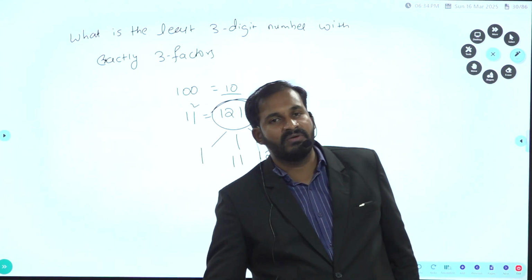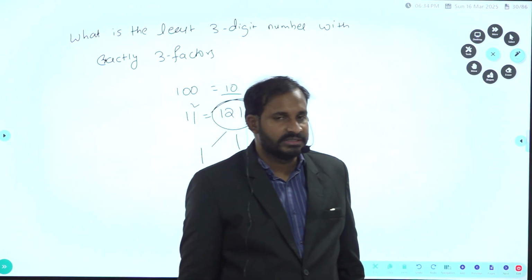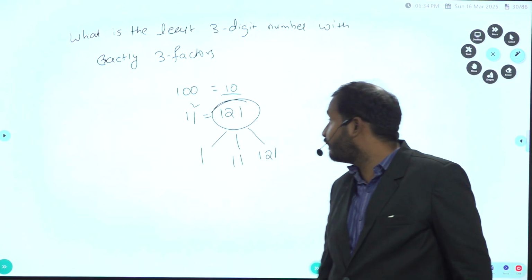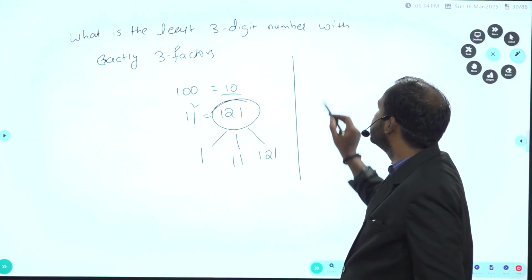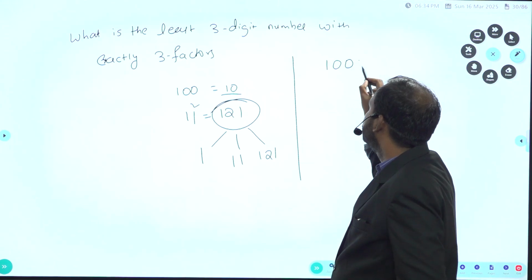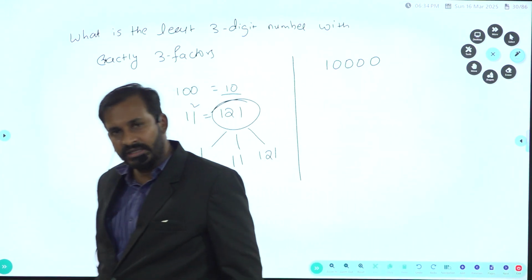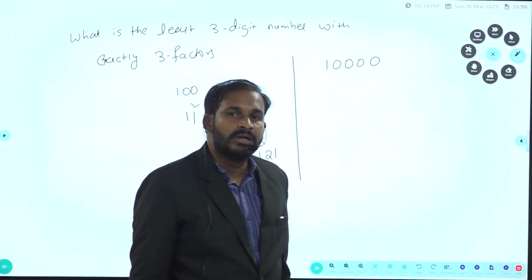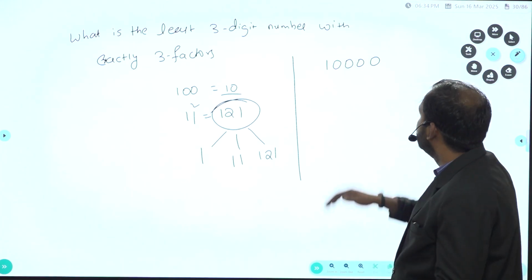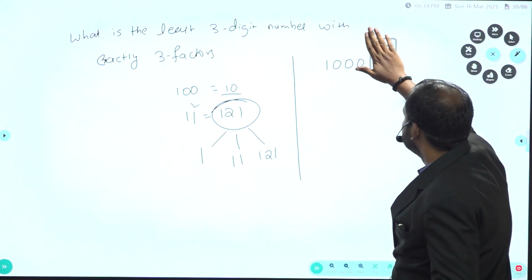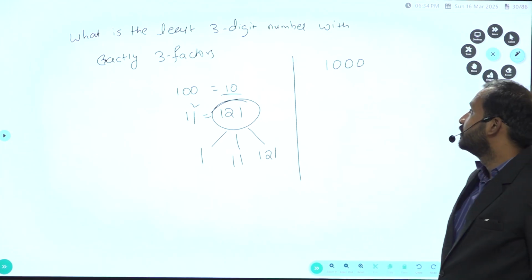Now similarly, tell me, what is the least 4-digit number which has exactly 3 factors? Sorry, not 3-digit, 4-digit number. What is the least 4-digit number we have? Not 10,000, sorry. I will consider 1000. So 1000 is the least 4-digit number.